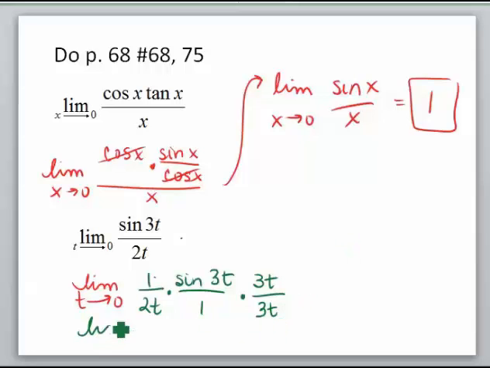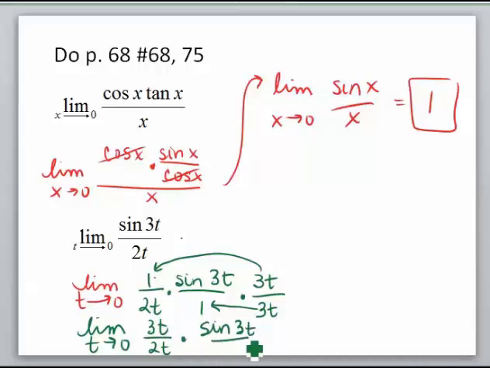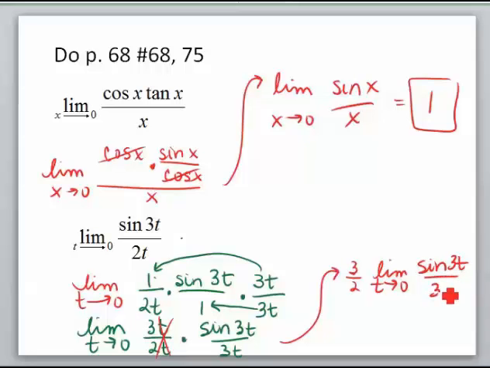So I'm going to rearrange, and I'm going to put this 3t right here, and I'm going to move this 3t out front. So I'm going to have a 3t over 2t times the sine of 3t over 3t. What happens now is those t's cancel, and I end up with a scalar multiple of 3/2 that can come out front. And I now can simplify this because I know this limit to be 1. And then my scalar multiple just gets multiplied back through, and I come up with my answer of 3/2.